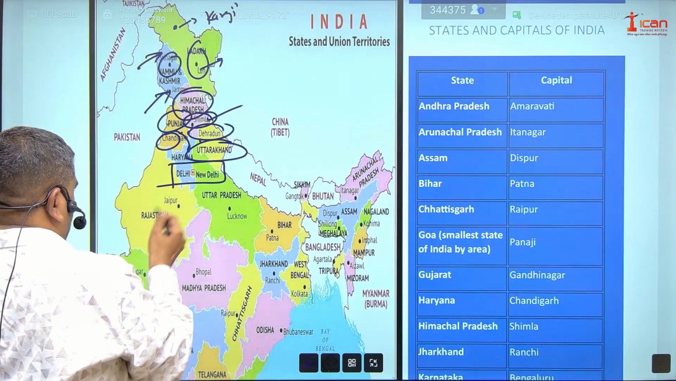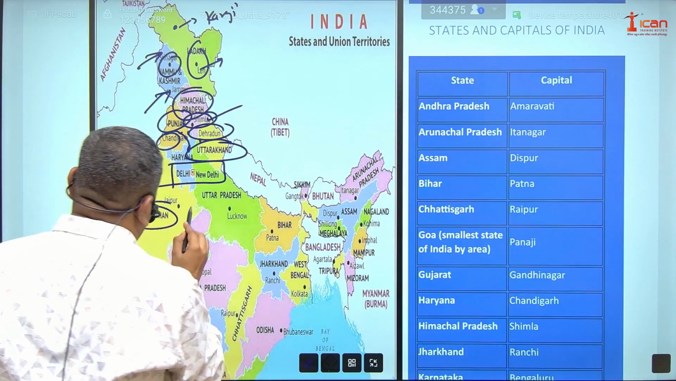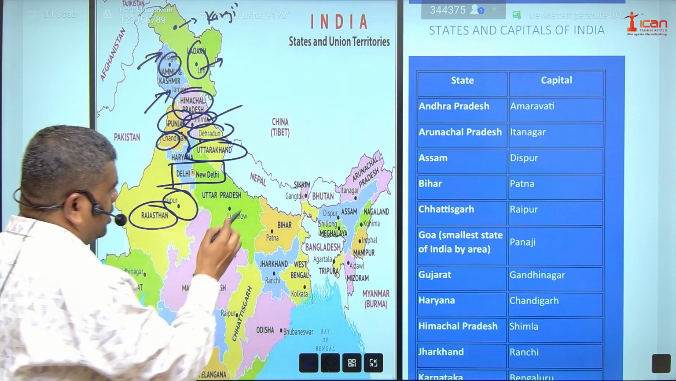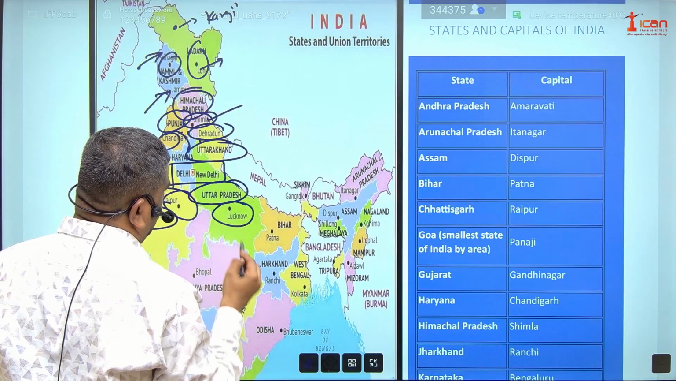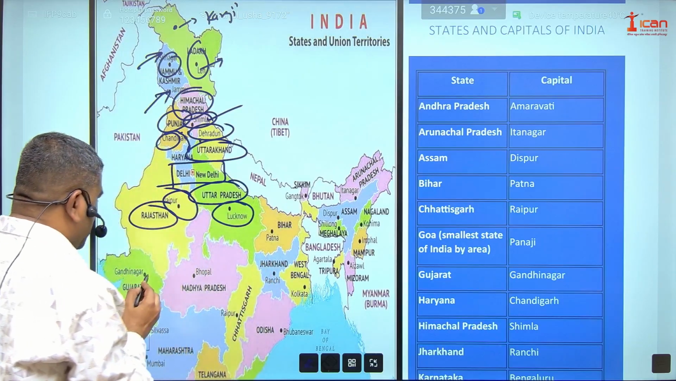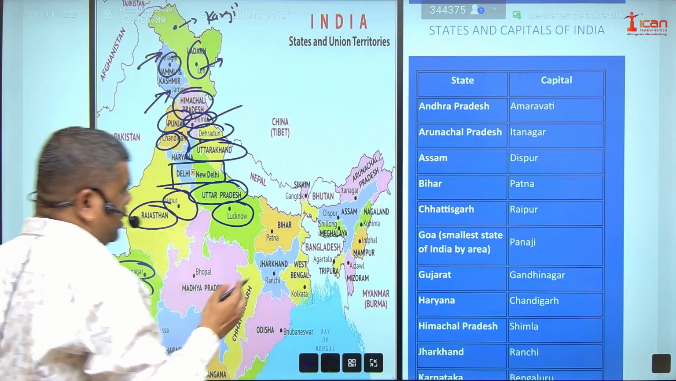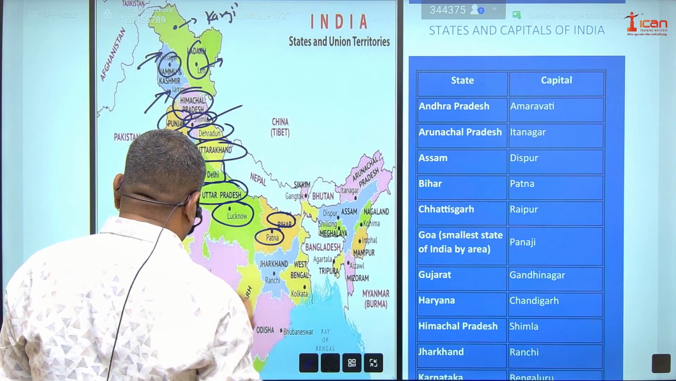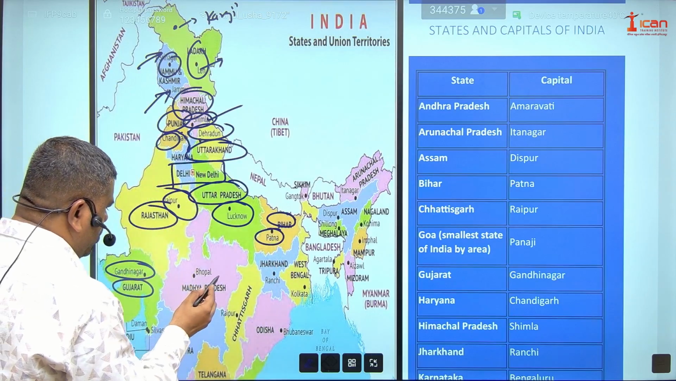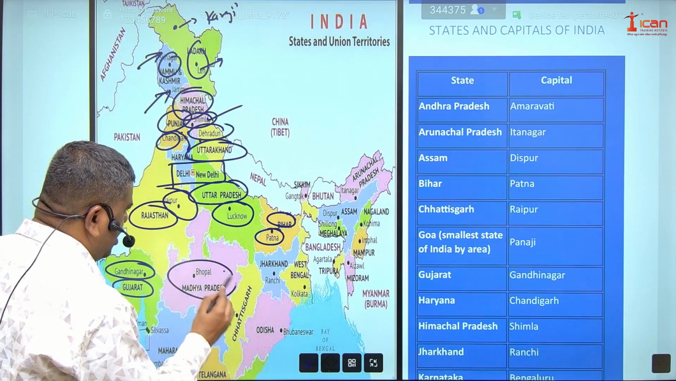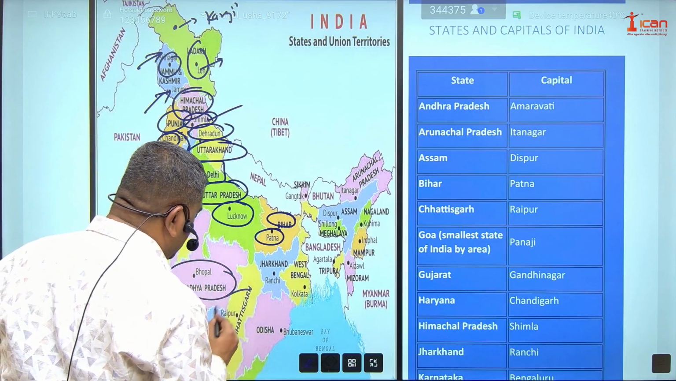Then if you go to the west, we have Rajasthan, which has Jaipur as the capital. Then Uttar Pradesh has Lucknow as the capital. If you go to the west again, Gujarat has Gandhinagar as the capital. Bihar has Patna as the capital. If you go to central India, Madhya Pradesh has Bhopal as the capital. Then Chhattisgarh has Raipur.